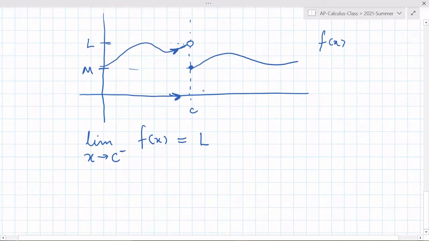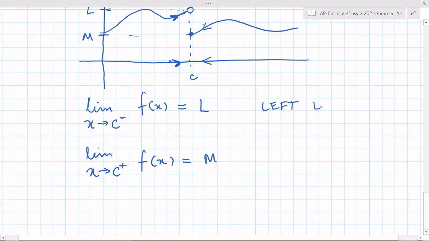And when I'm approaching it from the right side, I am on this part. Limit x tends to c plus. Plus is from the right side. What is that? That is m. That is the left limit or left-hand limit, and this is the limit from the right, right?